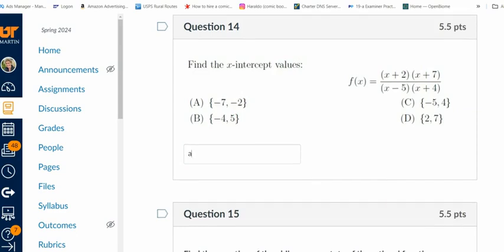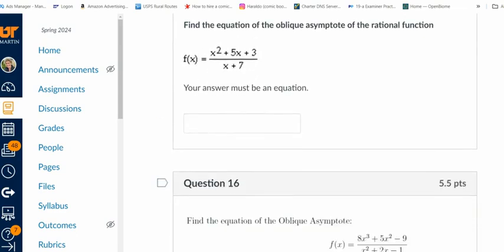Let's continue. All right, we want an equation of an oblique asymptote. There's a couple of ways we could do this. You could do this by long division, or you could use synthetic division. If I do this by long division, then x times what equals x squared? Well, x times x. So I take this and multiply it by everything here. X times x is x squared, and x times 7 is 7x.